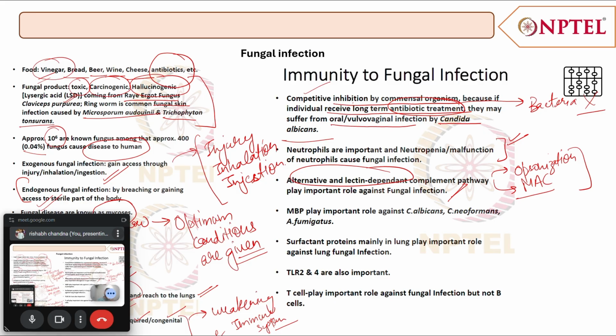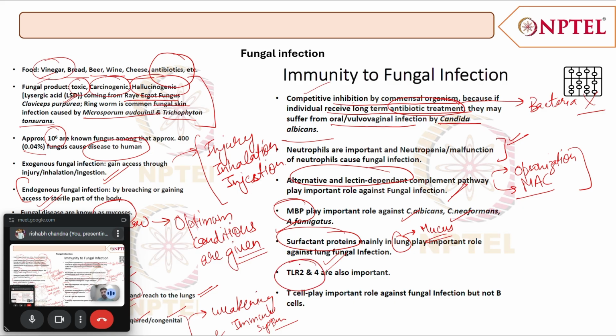The MBP plays an important role against C. albicans, C. neoformans, and C. fumigatus. So MBP, that is mannose binding protein, acts against all three. Then surfactant proteins, mainly in the lung, play an important role against lung fungal infections. Lungs basically have the mucus layer, so they play an important role against lung fungal infections. Then TLR2 and TLR4 are also very important.